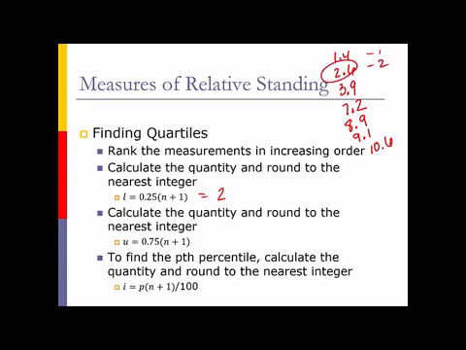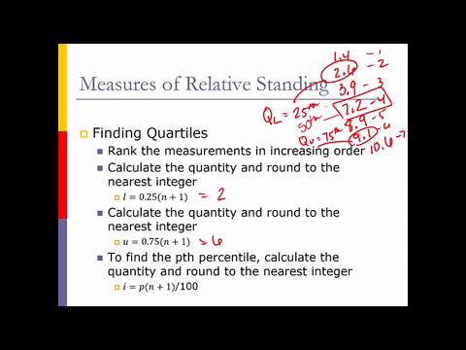So that would say our Q sub L, which is our 25th percentile value, is 2.6. And our Q sub U value, 8 times 0.75, is 6. So 9.1 is our Q sub U value, or our 75th percentile. Now we have an odd number, so we just need to find the middle of this data set, and the middle happens to be 7.2, so that is our 50th percentile value.